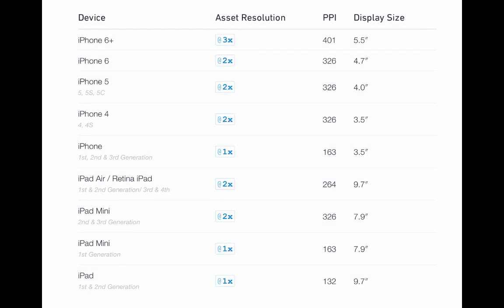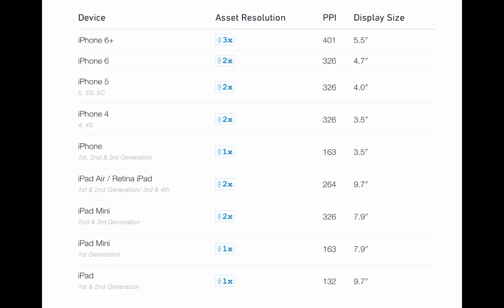I wanted to quickly show you guys the different asset resolutions for all of the iOS devices. And you'll notice that they can either be 1 times, 2 times, or 3 times. Now keep in mind that at 1 times, our point is going to be equal to our pixel. So 1 point is going to be equal to 1 pixel on the iPad mini or the first and second generation iPads. And by iPad mini, I mean the first generation iPad mini.